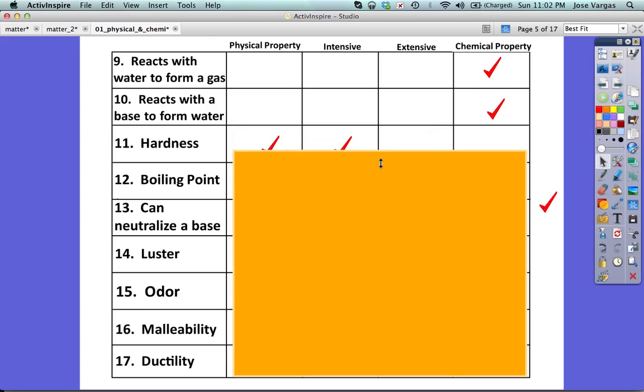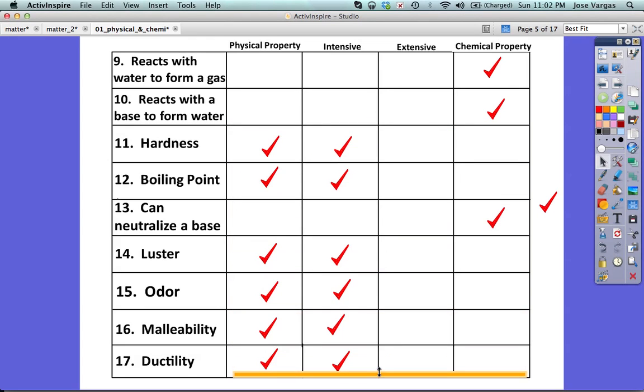We can see that how our substance reacts with water to form gas is a chemical property. How it reacts with a base to form water is a chemical property. But the hardness and the boiling point are physical properties and they're intensive. It doesn't matter how much of the substance we have, they have the same physical properties. Can neutralize a base is a chemical property of that particular substance. Luster, odor, malleability, and ductility are all physical properties and they are intensive. It doesn't matter how much of the substance you have.